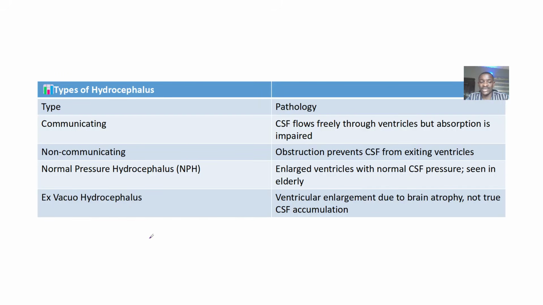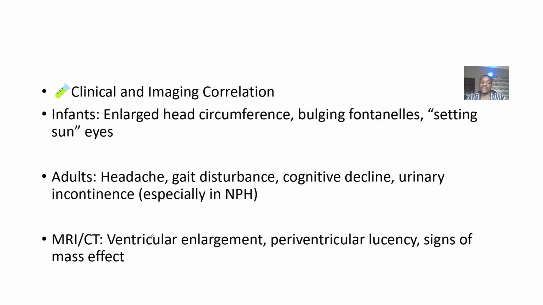Okay. So types of hydrocephalus: you can have the communicating one where the CSF is flowing freely. You can have the non-communicating one where obstruction is preventing the CSF from exiting the ventricles. You have normal pressure hydrocephalus, and ex vacuo hydrocephalus. We'll talk about all of them, right? Especially the next one I'm talking about is ex vacuo hydrocephalus. In this one, there's an expansion of the ventricles, but it's not due to fluid accumulation. It's because the brain is kind of wasting away. Okay, we'll talk about that.